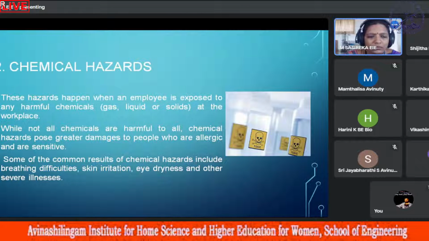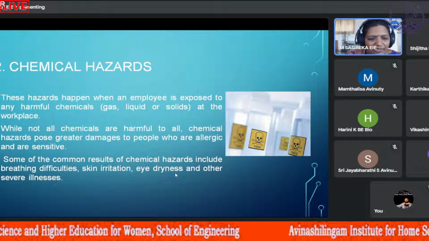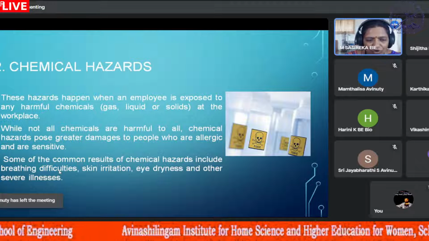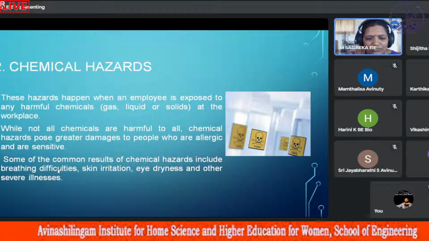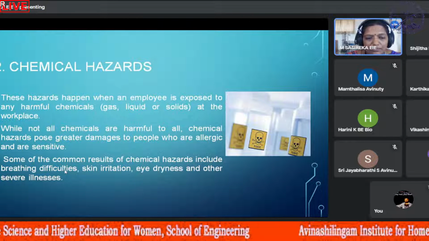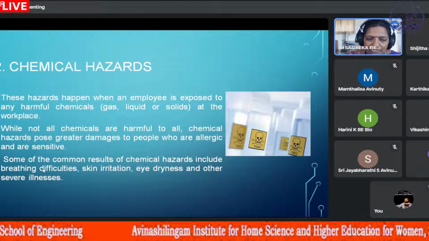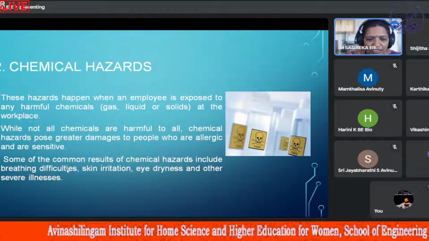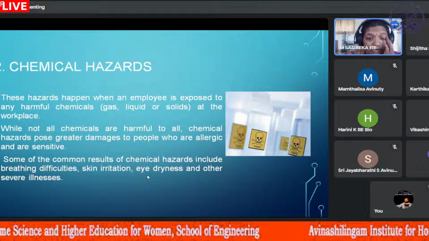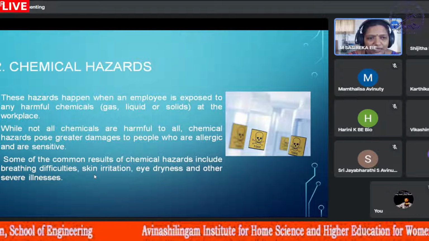Okay, so some of the difficulties that chemical hazards create are skin irritation, eye dryness, and breathing difficulties. That depends. Suppose they are exposed to a dusty environment, then they may feel breathing difficulties. All these things come under the textile industries. When they are using cotton material, the dust will be there, and if that gets in, then they will have breathing difficulty. If they are exposed to chemicals, it may lead to skin irritation. If they are not adaptable to those chemicals, then eye dryness and other severe illness will occur.